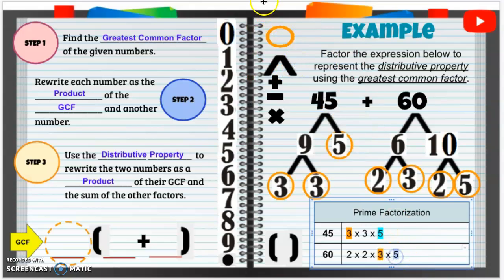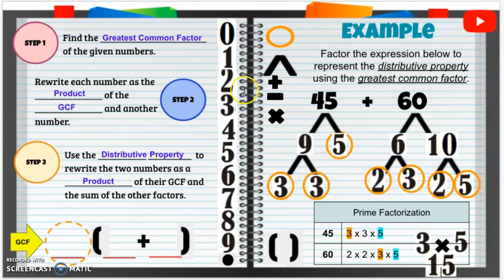Ooh, pretty colors. All right, so now remember we take one of each of these numbers. I'm going to take the 3, and then I'm going to take a 5. And with these numbers, what do we do with them? Oh yeah, we multiply them. So what is 3 times 5? Well, 3 times 5 I know is 15. So our greatest common factor is 15.